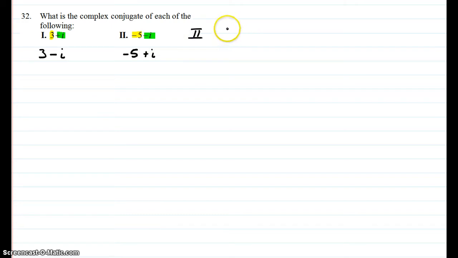Let's do 2 minus 7I. So the real part stays the same, and then we take the opposite of the imaginary. So the opposite of negative 7I would be plus 7I.